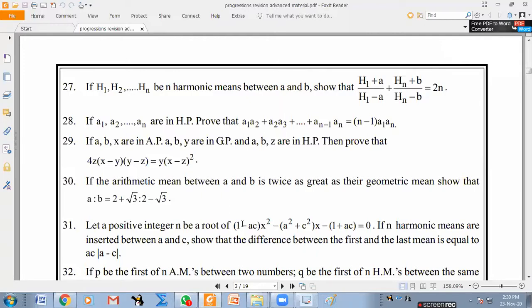Okay, 27. I think if you know H1 and if you know Hn, we can prove this. Between A and B, n harmonic means are inserted: H1, H2, H3, up to Hn. They want us to prove that H1 plus A by H1 minus A plus Hn plus B by Hn minus B is 2n.